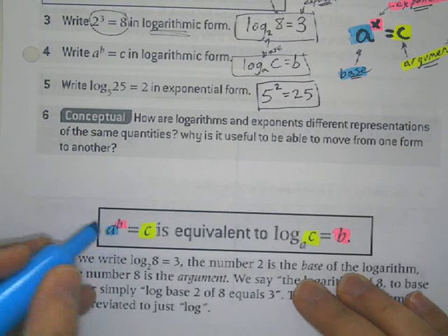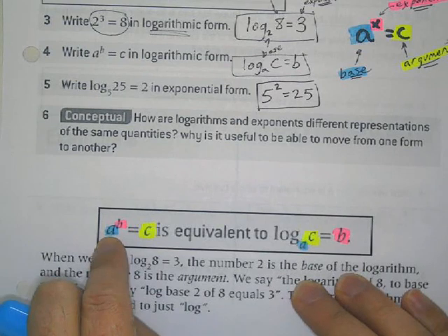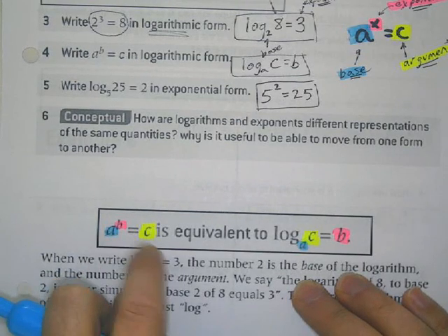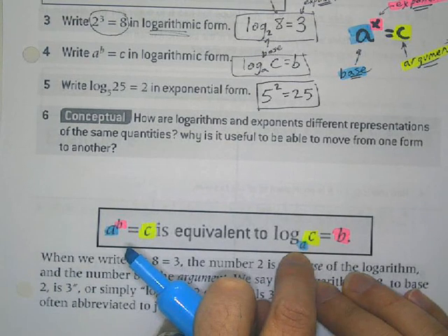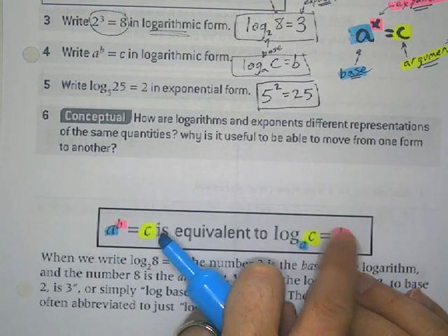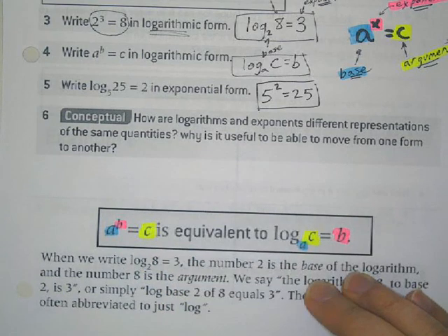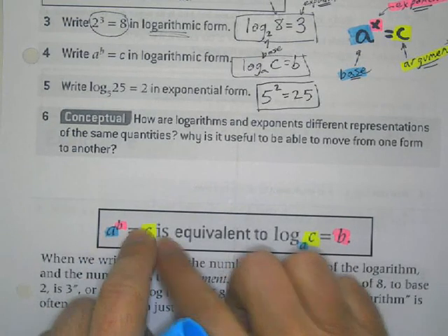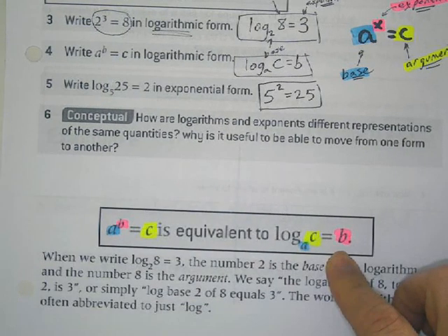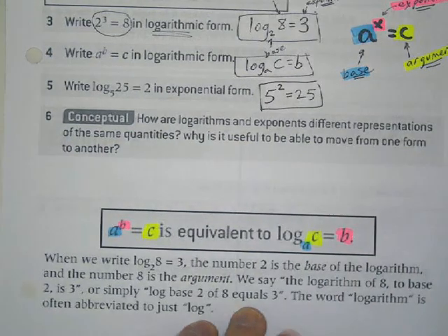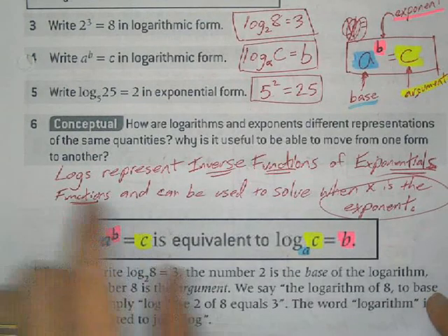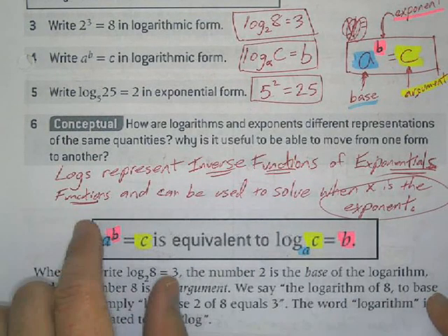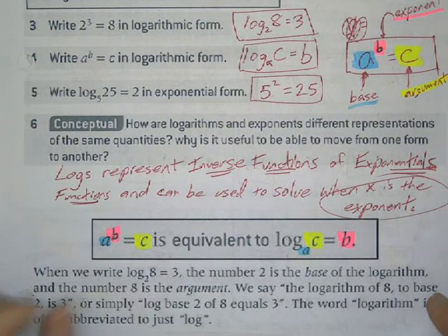I have my base, which is a, the exponent, which is 2, equals the argument. If I convert it to logarithm form, I've got my base, which is the subscript here, I have the argument, and I have the exponent written by itself over here. We convert it from this to this in order to solve for the exponent. You might want to hit pause. The log represents the inverse function of the exponent. The functions can be used to solve for x when it's the exponent. Okay? Alright, so let's do some problems.